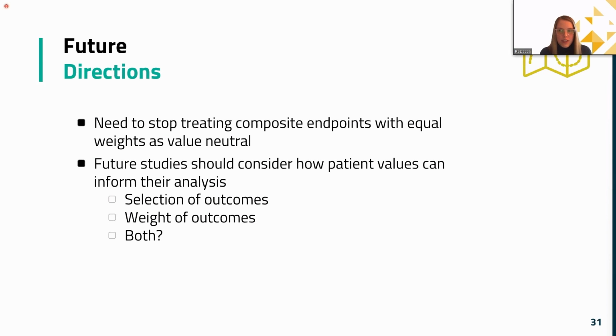And in terms of future next steps, I really think that it's important that we stop treating composite endpoints as though they're value neutral. They aren't. And whether or not we weight our composite components really changes how we interpret our results. And we should consider using this in future trials.